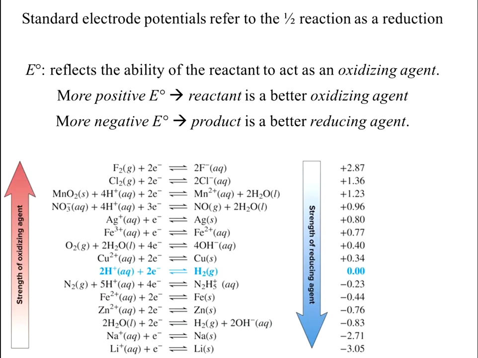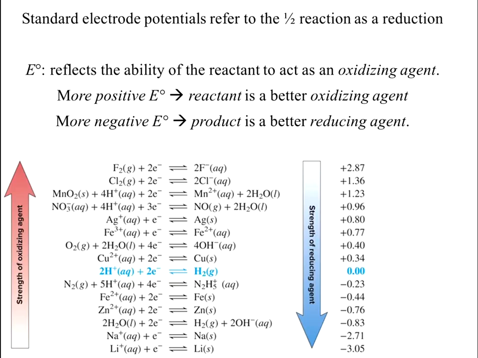The species at the top have the largest positive standard reduction potentials. These are the species that are most stable in their reduced form. That means that their oxidized form is the most reactive. They're very good oxidizing agents. So for example, at the top we see F2, fluorine gas, which oxidizes pretty much everything.